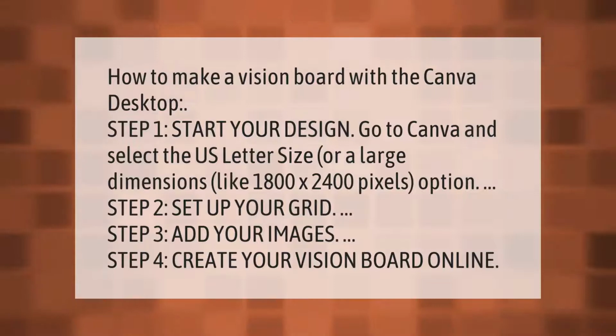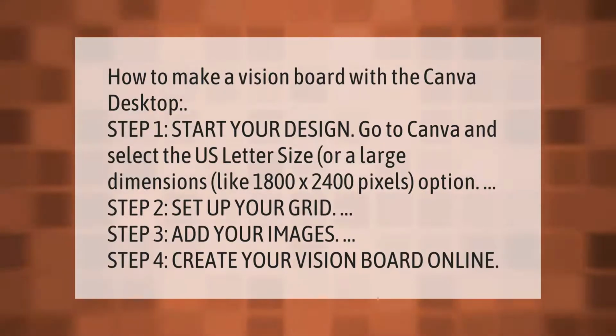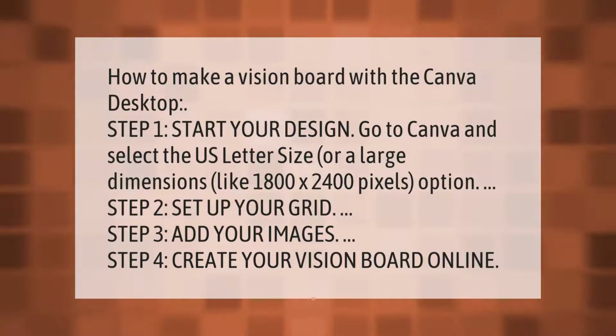How to make a vision board with the Canva desktop. Step 1. Start your design. Go to Canva and select the US letter size, or a large dimensions like 1800 by 2400 pixels option. Step 2. Set up your grid. Step 3. Add your images. Step 4. Create your vision board online.